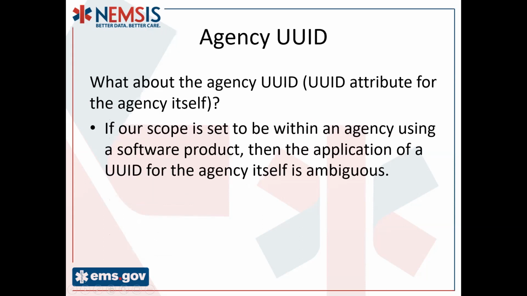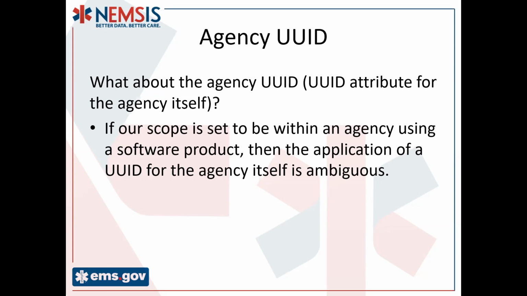So here's what we're looking at. If our scope is set to be within an agency using a software product, then the application of a UUID for the agency itself is ambiguous. In other words, the UUID uniquely identifies the agency within the agency. Do we really need to identify an object within itself? That's where it gets ambiguous, and the questions come up about how we would actually use this identifier.